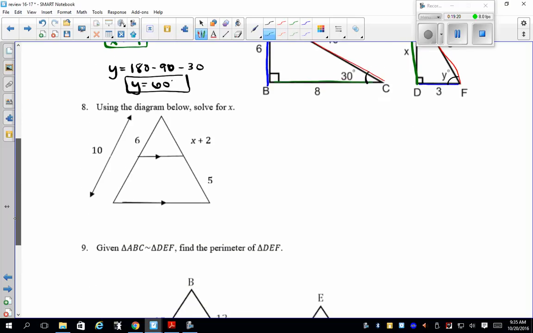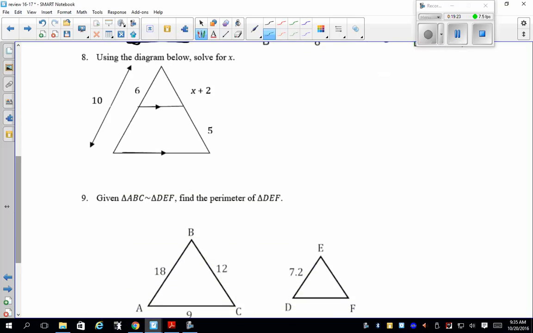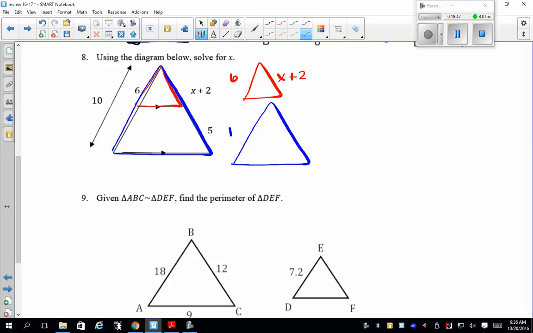Number 8, using the diagram below, solve for x. Again, anytime I have this overlapping triangle picture, I'm going to redraw them to the side. So I have the small triangle on top, which has a 6 and an x plus 2. And then I have the bigger triangle, the whole thing, which has a 10 on this side. I know because this whole arrow is going across the whole side.